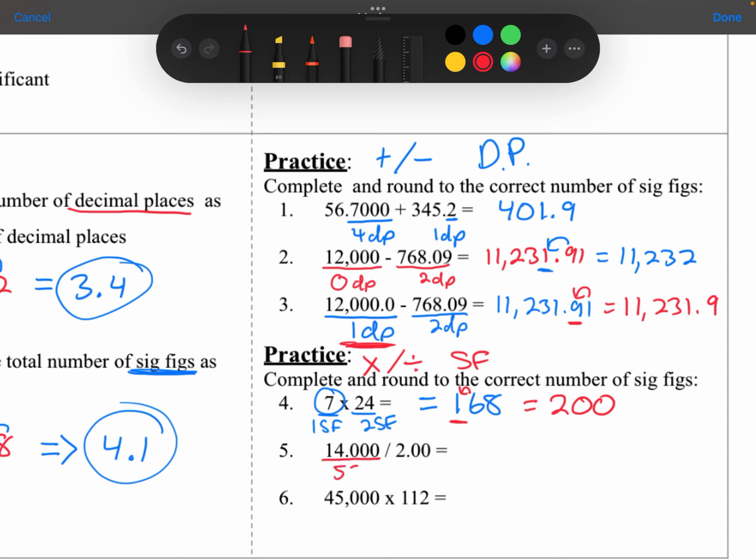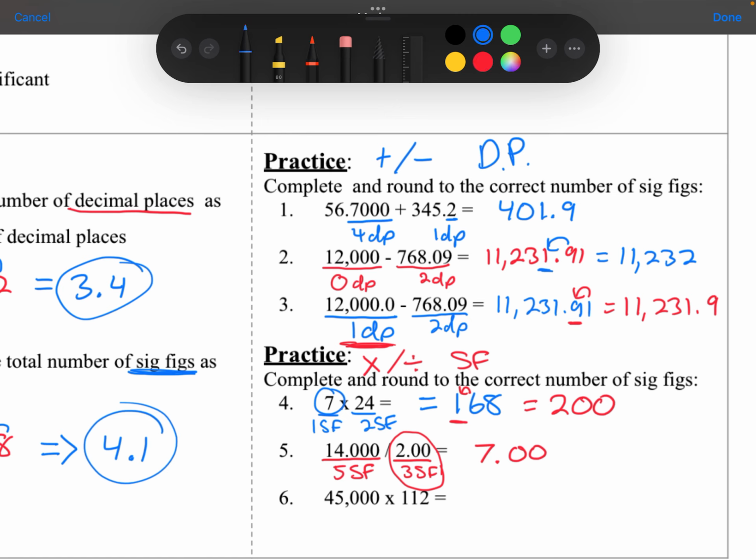The second problem, the number 14.000 is going to have 5 significant figures in it. The number 2.00 has 3 significant figures in it. When I plug that into my calculator, 14.000 divided by 2.00, I get 7. But according to my sig fig rule, my answer should have 3 sig figs. So I'm going to have to add a little bit of accuracy there and make that answer 7.00 for 3 sig figs.